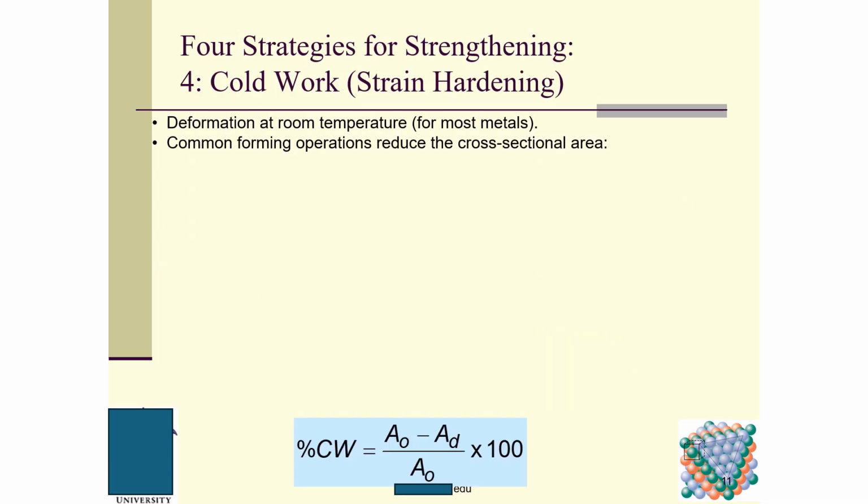And the fourth strengthening mechanism is cold work. Now let's recap what we have learned. The first strengthening mechanism is reducing grain size. Second, forming solid solution. Third, precipitation using alloy approaches. The fourth one is cold work. And cold work is called strain hardening, right? This is very, very important.